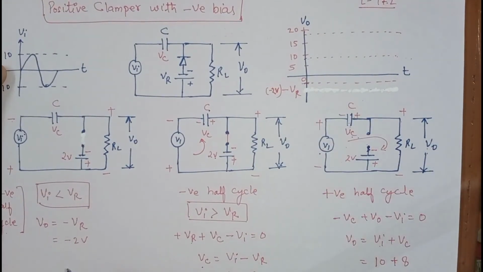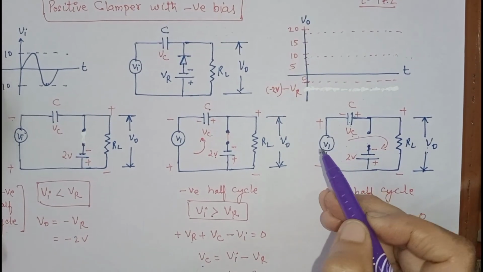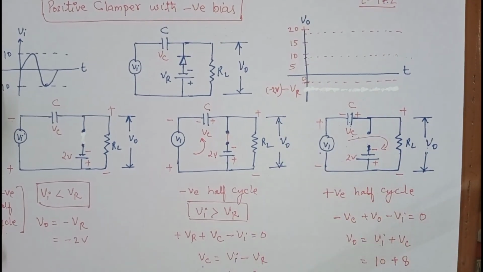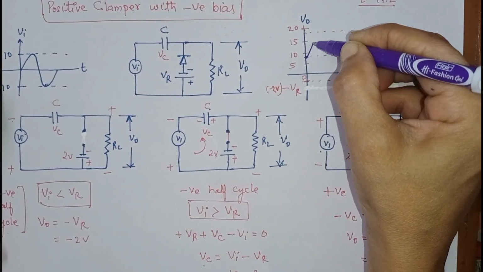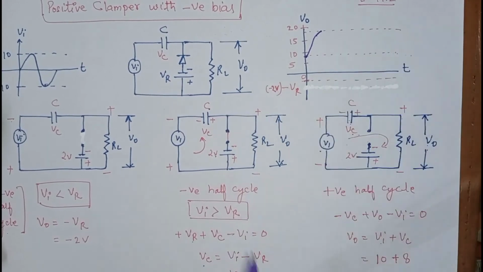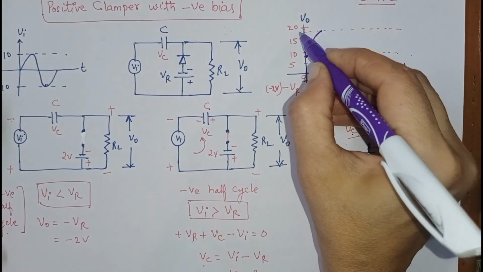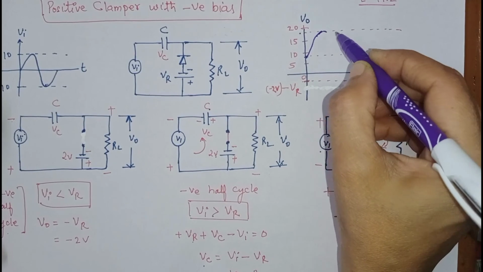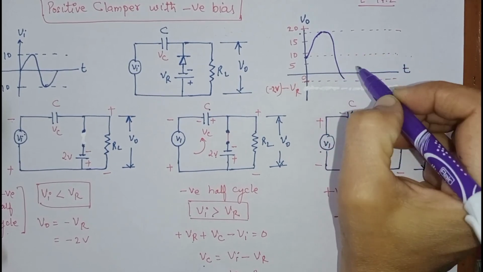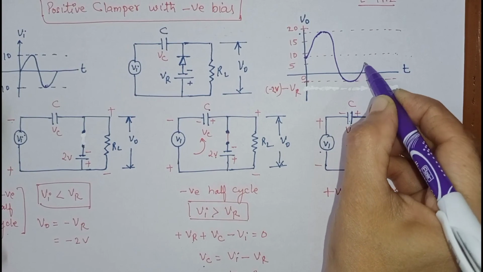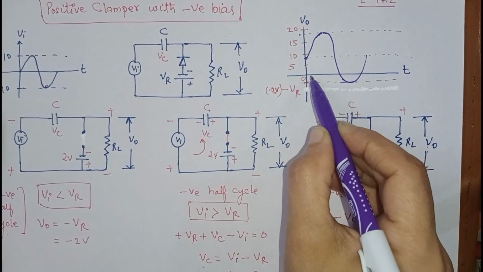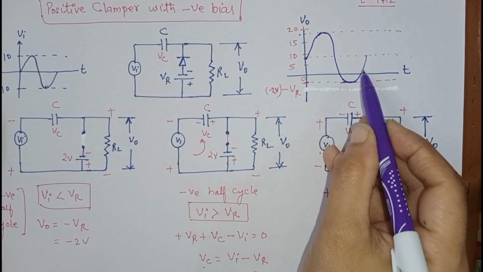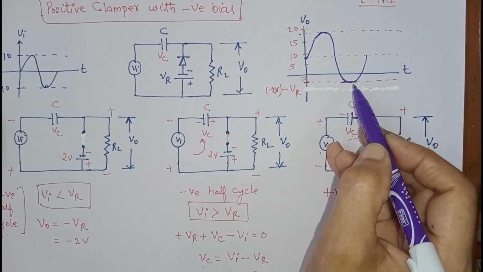Now we will draw the output waveform of this positive clamper with negative bias. As the DC level is 8 volt, that is introduced, we will start the waveform here. DC level is introduced and the maximum output voltage during positive half is 18 volt. So this is 18. So the output waveform will look like this, and the negative peak of the input signal touches this minus VR. This is below zero level. So negative peak is shifted downward below 0 volt.